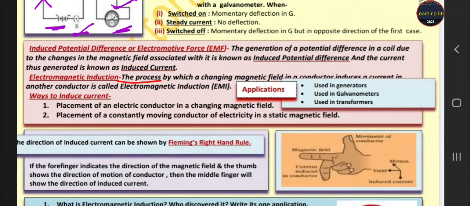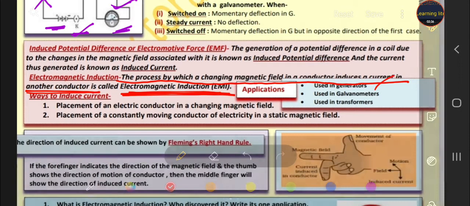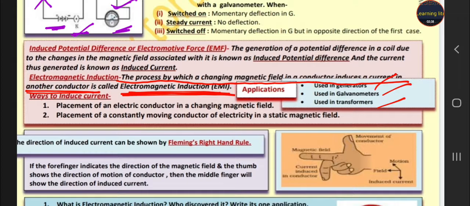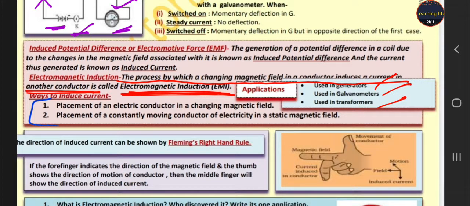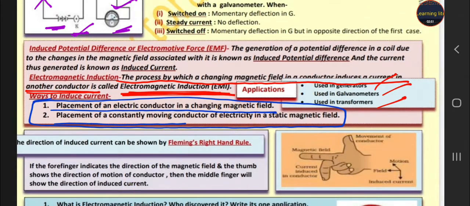So the process by which a changing magnetic field induces a current in another conductor is called electromagnetic induction, used in generators, galvanometers and transformers. And how can we induce the current? By placement of an electric conductor in a changing magnetic field, or placement of a moving conductor in a static magnetic field. These are the two ways to induce the current.